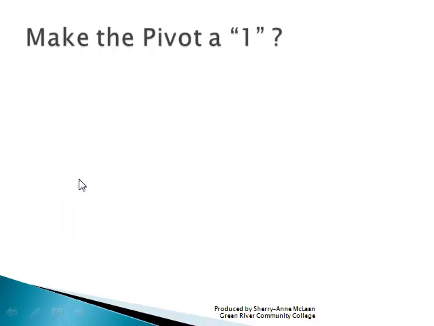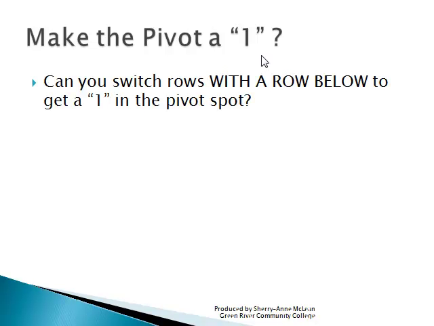Now, notice that when we looked at our RREF form, those leading ones were always 1s, and those pivot spots need to become a 1 eventually for us to get into that form that we desire. There's a couple of great questions to ask yourself when you go to see if you can turn a pivot into a 1. There's a couple of easy ways to do it.